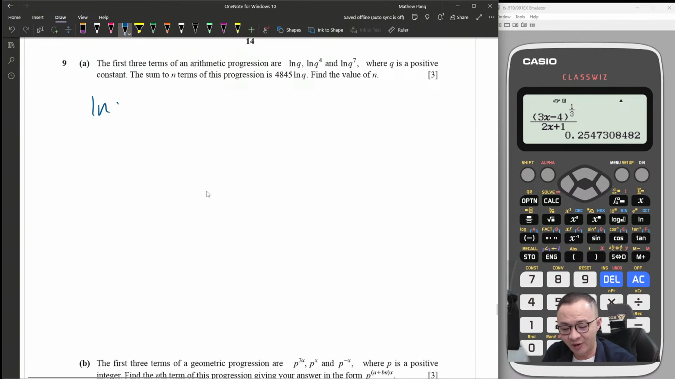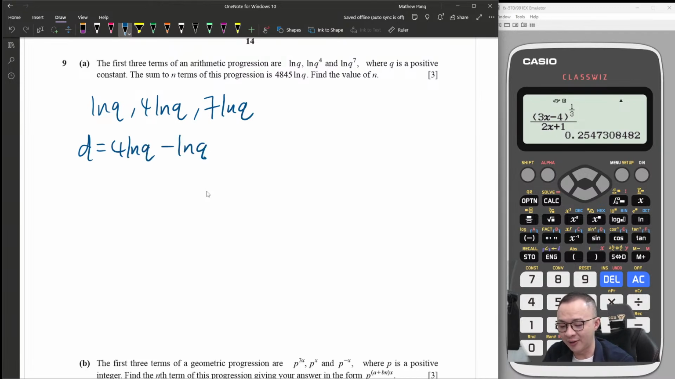So I have ln q. This one is 4 ln q, right? Because log power can move to the front. 7 ln q. So I can get my common difference. 4 ln q minus ln q. So basically 3 ln q is my d. And I know my a is the first term, ln q.